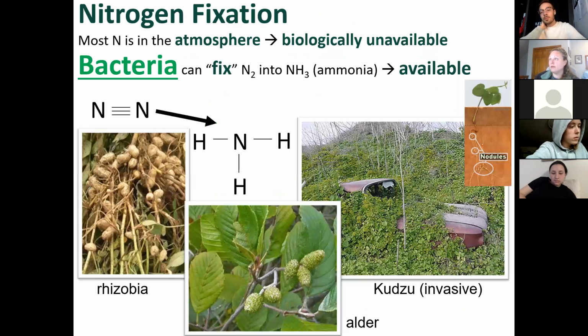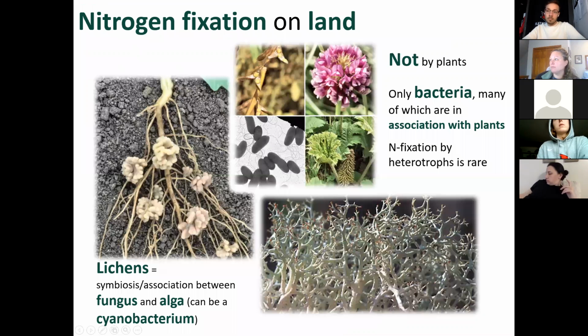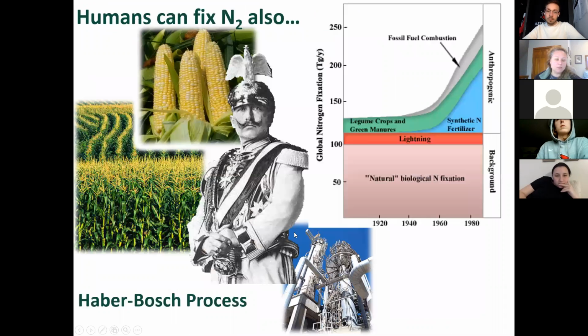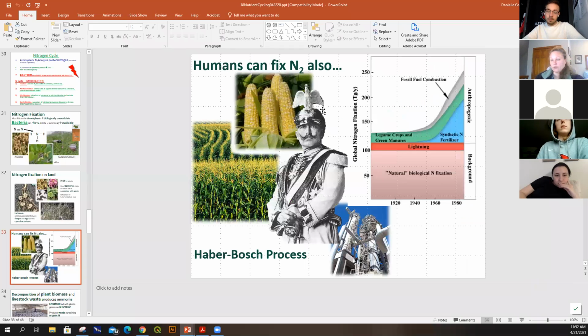The next two slides just talk about the helpers. We've got our rhizobia helpers: alder, peas, kudzu, this invasive vine, they all have those root nodules that we talked about, where the soil bacteria gets taken up, and lichens. Anyways, we'll pick up there. We don't have many slides left.